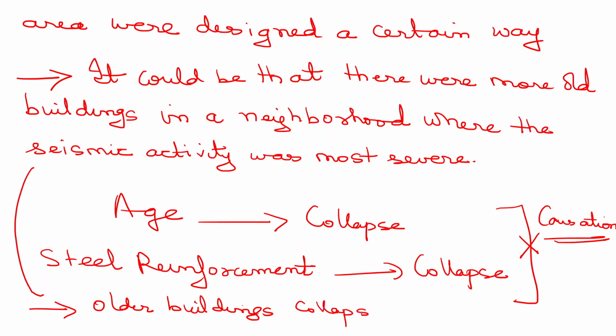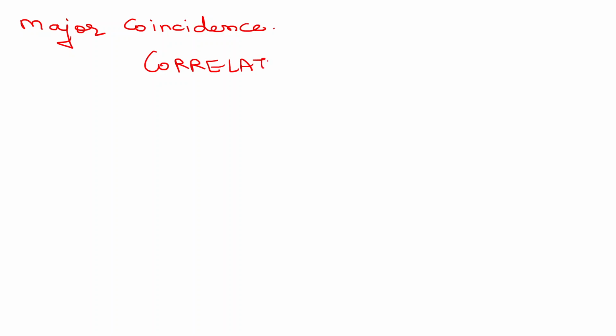Another thing that you can note down here is that older buildings collapsing might also be a major coincidence. So a fundamental starting point in any serious data analysis, again, I'll write that: correlation does not imply causation.